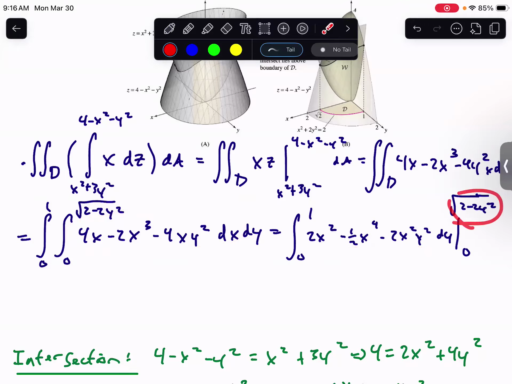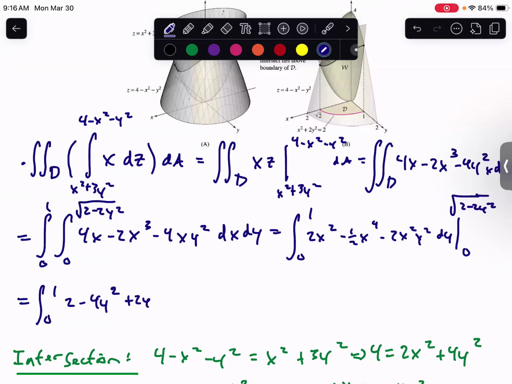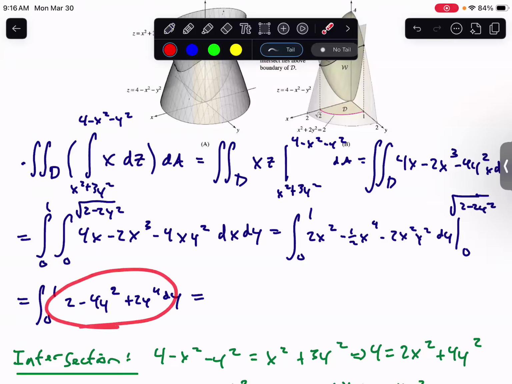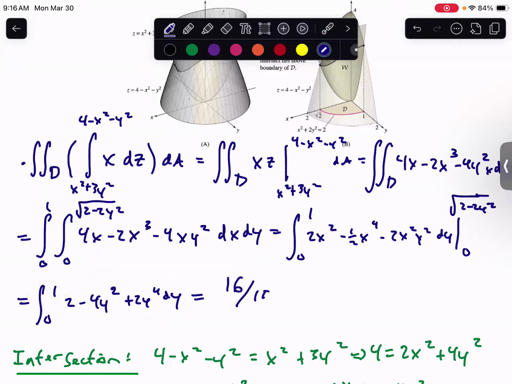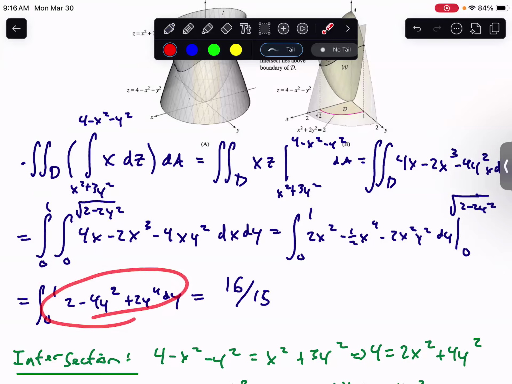When you plug in the square root of 2 minus 2y squared, I'll just write out what that ends up being equal to. Oh, I'm writing out the wrong thing. This ends up being equal to 2 minus 4y squared plus 2y to the 4th power dy. And then if you integrate this, I'll just show you what the answer ends up being. You integrate with respect to y, just like you would in single variable calculus. You plug in y is equal to 1. It ends up being equal to 16 over 15.